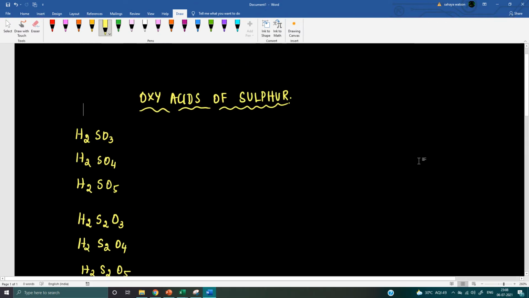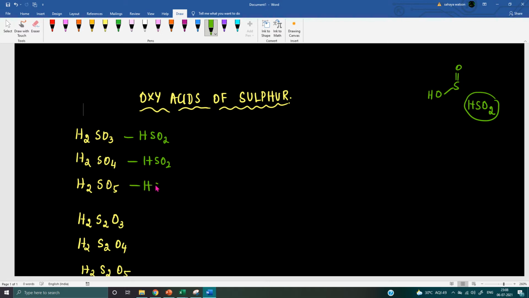Now let's see what the basic unit for oxy acids is. It is nothing but S double bond O, single bond OH. So once you write it together, what you get is HSO2. In the unit, you have to subtract it from each and every formula. So minus HSO2, again minus HSO2. After subtracting, what residual do we get?